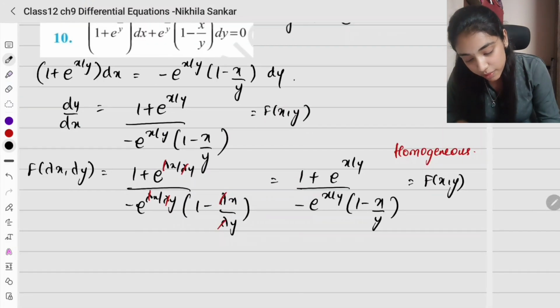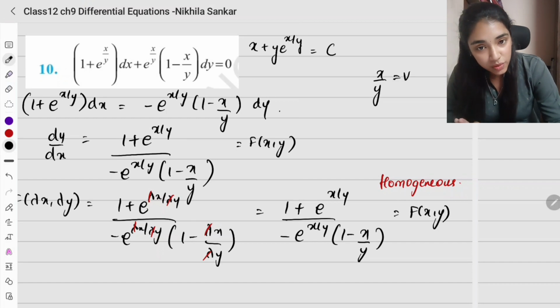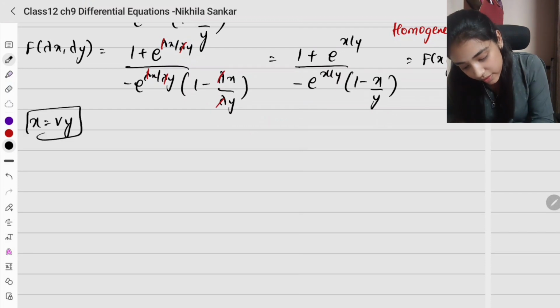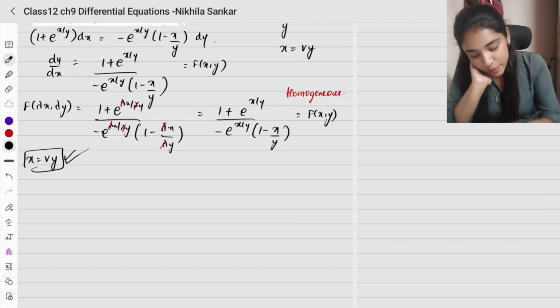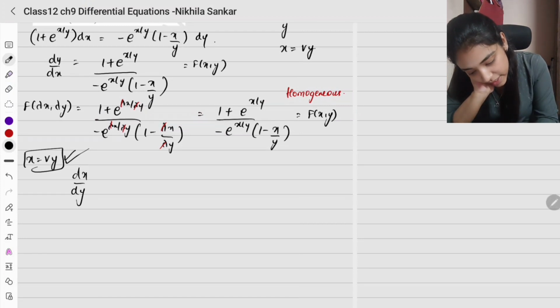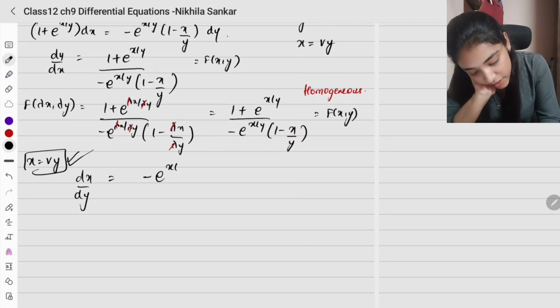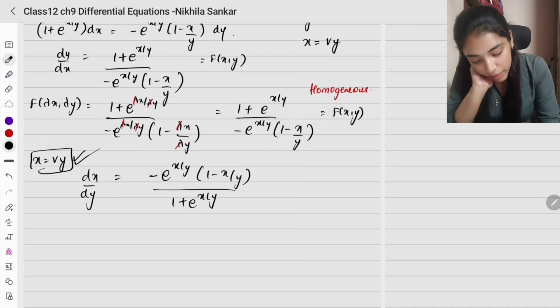Okay, now the substitution method. What do you see here? You have x divided by y. So I'm going to take x by y equals v. So I'm going to substitute x equals vy. What substitution to make is very important. Now instead of dy by dx I'm going to do dx by dy. So dx by dy equals minus e to the power x divided by y times (1 minus x divided by y) the whole divided by 1 plus e to the power x divided by y. Dy by dx or dx by dy, be careful when you write it.